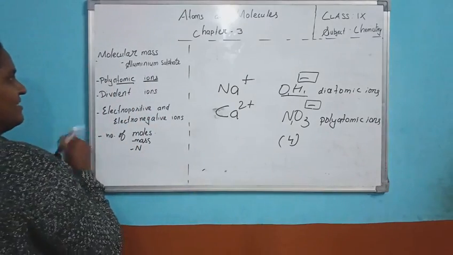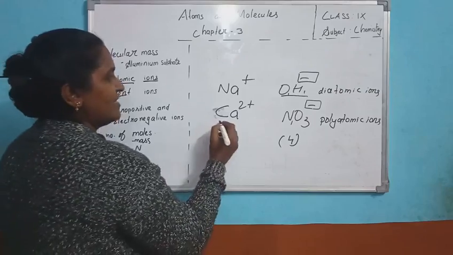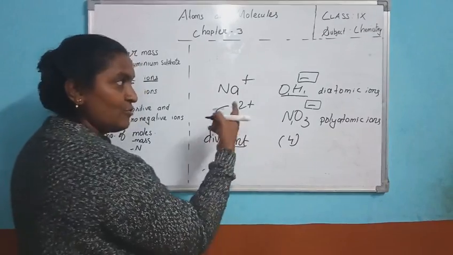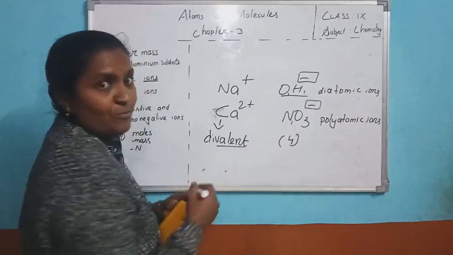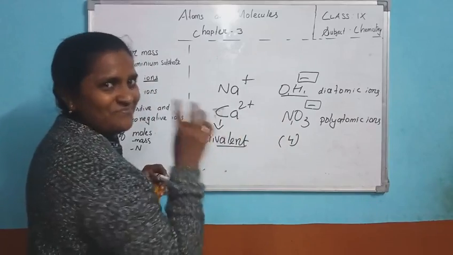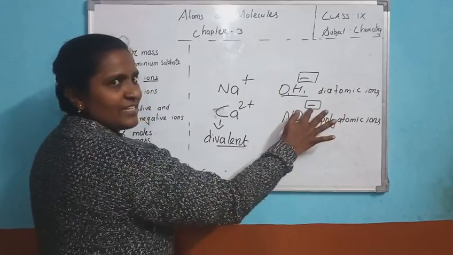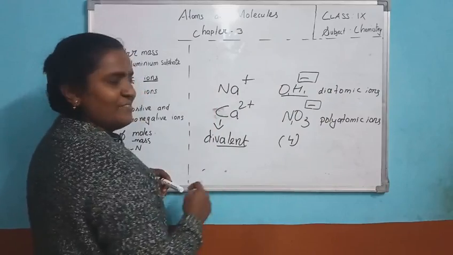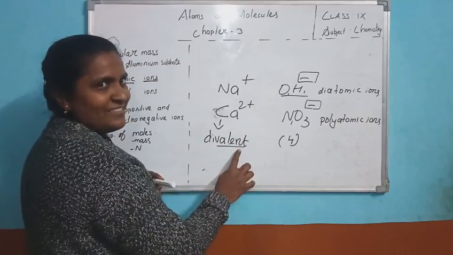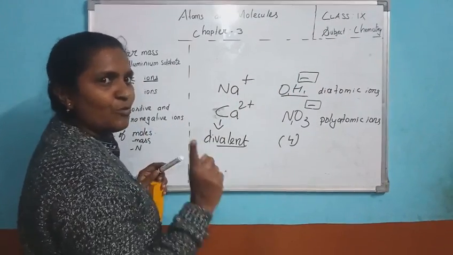What is divalent? Valent means you have to see at the top. Valency should be 2, this is divalent. What is valency? You look at the top, not the lower case. The lower case shows the number of atoms. The top one shows valency. Here it is 1 plus, valency 1. Here also 1 valency. This radical has 2 valency. So if the valency is 2, it is called divalent. If the valency is 1, here also 1, here also 1, it is called monovalent ion.